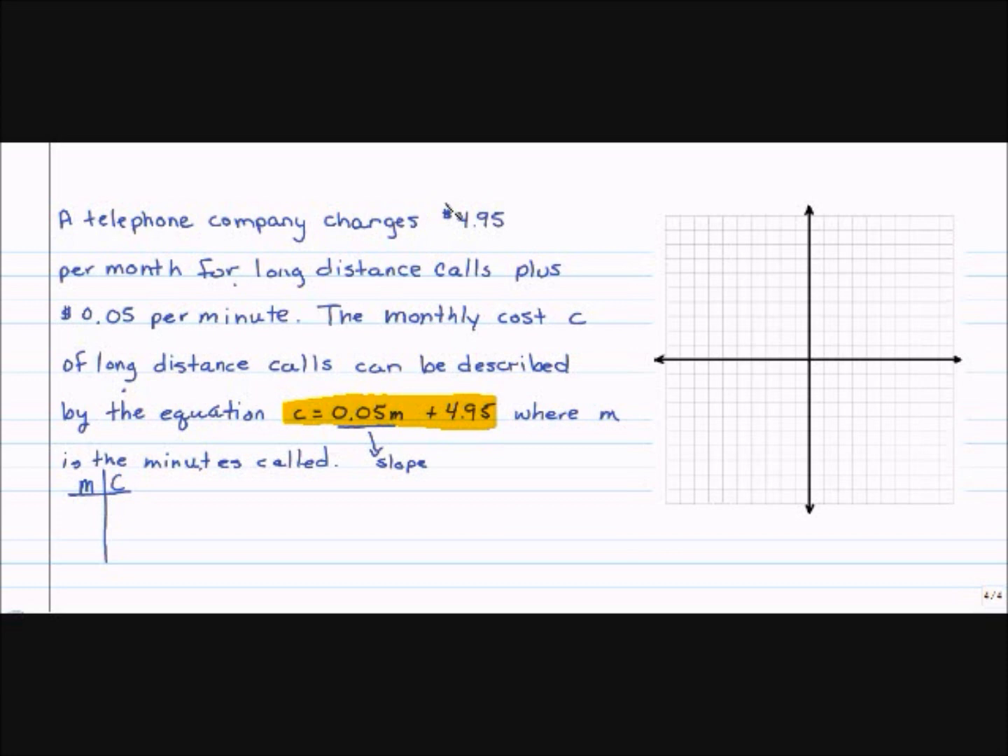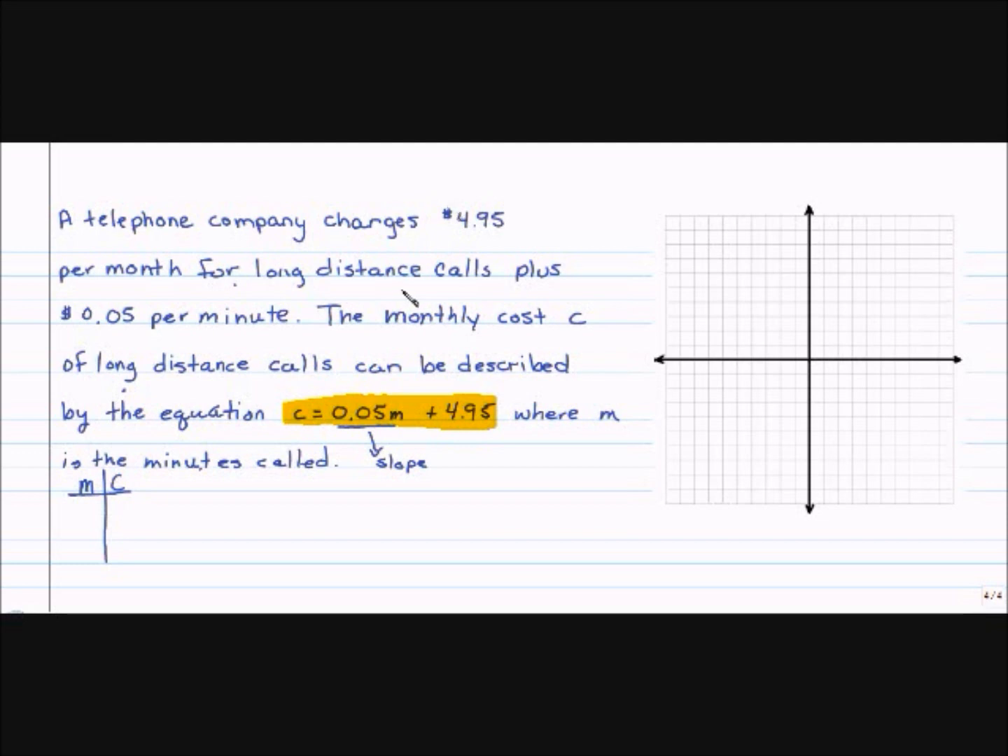Okay, here we have a word problem. A telephone company charges $4.95 per month for long-distance calls, plus 5 cents per minute. Yes, back in the day, we used to have to pay for long-distance calls, believe it or not. I still use this equation because it's an excellent way to represent how to graph real-life data. We're going to let the equation be 5 cents per minute, or 0.05 m, plus 4.95, where m is the minutes.